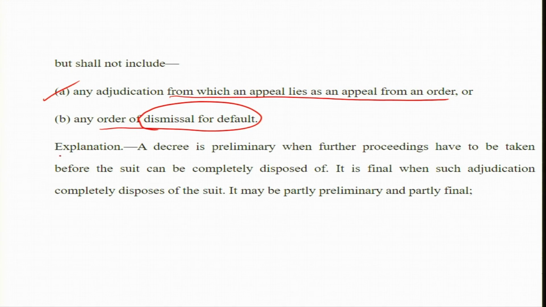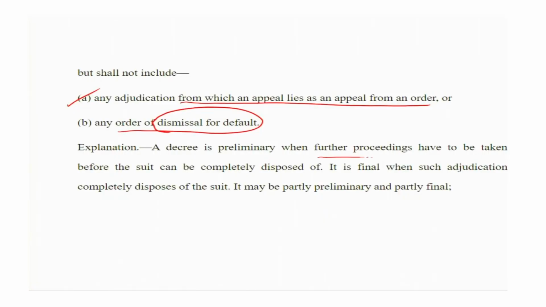And this explanation also you can go through, because this language is important. Without reading it properly, you cannot come to know further what the essential features of a decree are. So, that is the reason I am reading. A decree is preliminary when further proceedings have to be taken before the suit can be completely disposed of. It is final when such adjudication completely disposes of the suit. It may be partly preliminary and partly final.